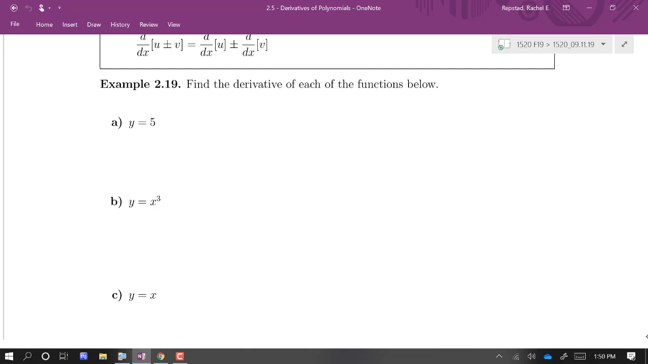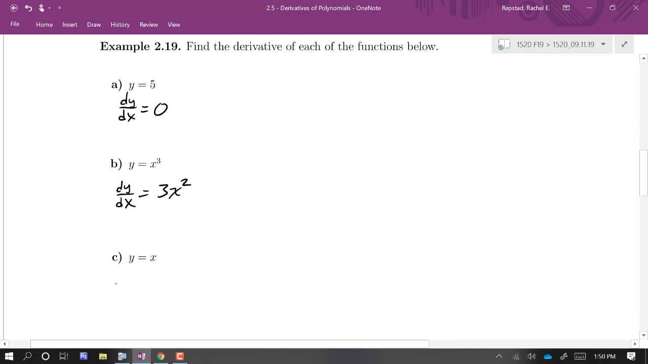If y is equal to 5, what's dy dx? 0. Yep. If y is equal to x cubed, what's dy dx? 3x squared. If y is equal to x, 1. It's 1 because x is x to the first. So if you use that power rule, it's 1 times x to the 0. And what's anything to the 0 power? 1. So it's just 1.